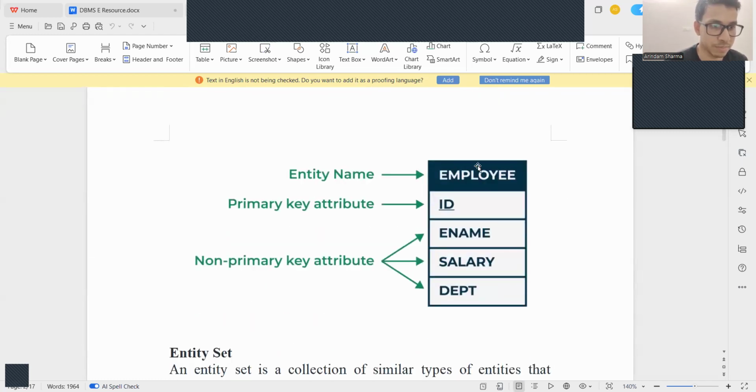So see this example here: employee ID, employee name, salary, and department. So this is the name of the entity. Primary key means this employee ID. Likewise, we all the students have an ID number, student ID number. Similarly, all the employees of our organization have their own employee ID, which uniquely identifies that particular employee. And then employee name, salary, and department. Because this is a primary key, it has to identify that employee uniquely.